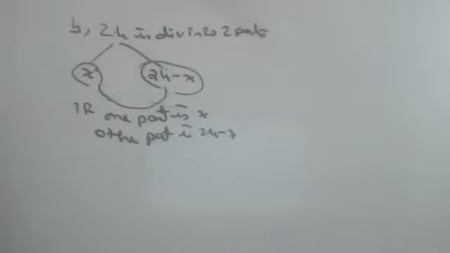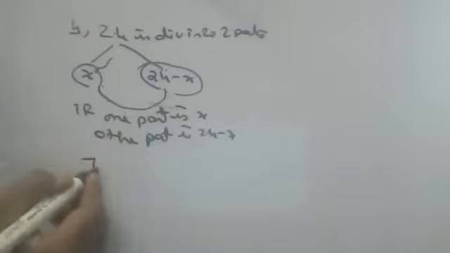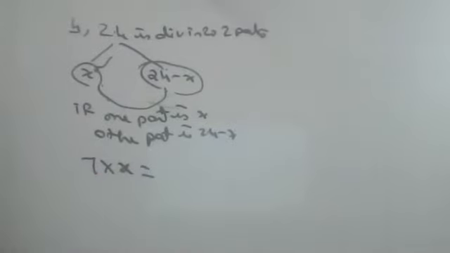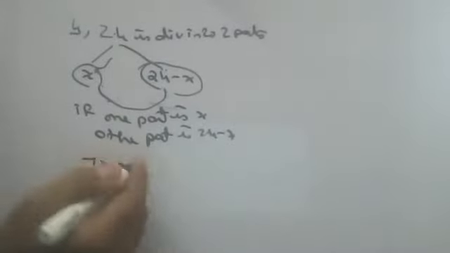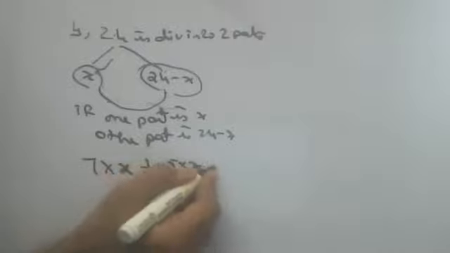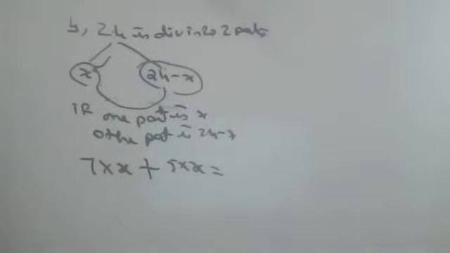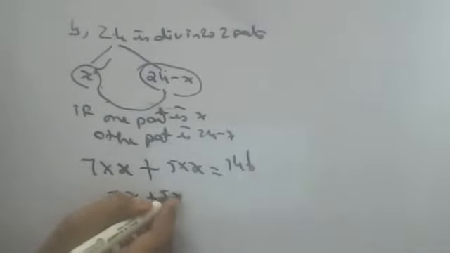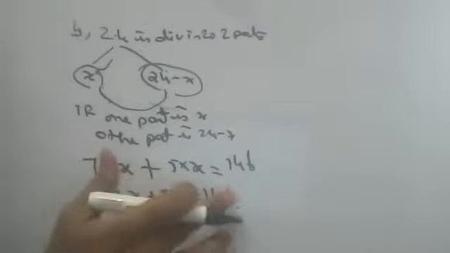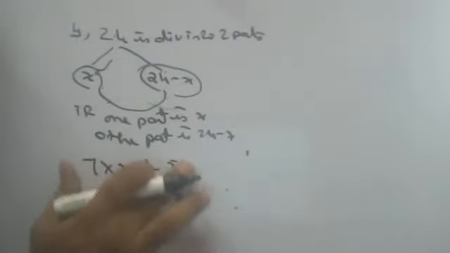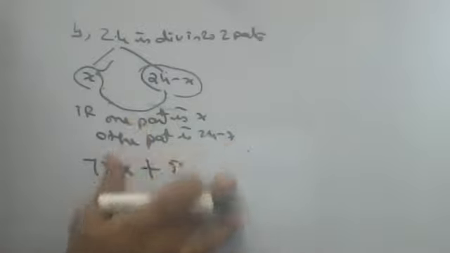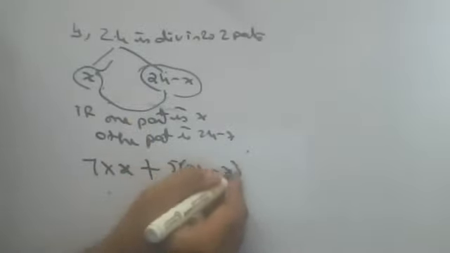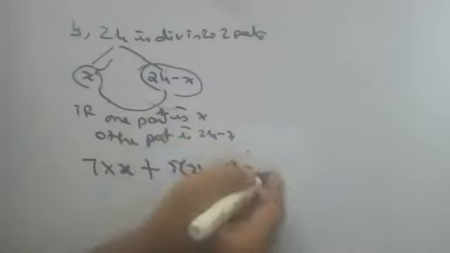What did we say, children? 24 is divided into two parts such that 7 times the first part. What is the first part, children? x. 7 times. Times means into. 7 times the first part added to 5 times the second part. Added means plus, children. 5 times the second part makes it 146. 7x plus 5 into second part, meaning 24 minus x. Yes, I'm sorry. Yes, correct. So, children, second part means 24 minus x. He's saying if you add that, both will become 146.